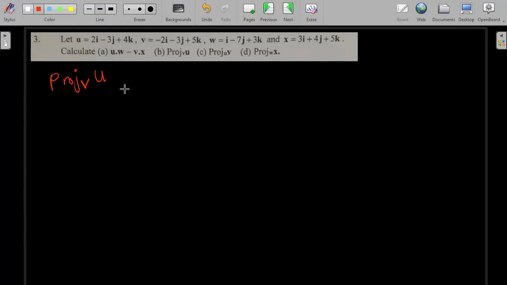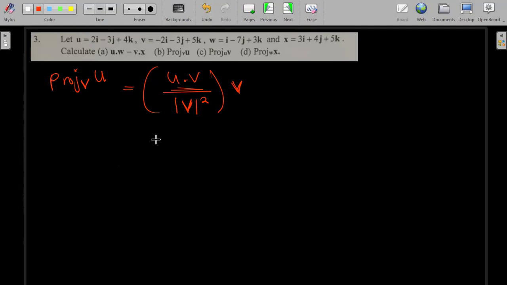Here this is given by the formula. First the dot product of U and V, then dividing by the magnitude of the vector I'm going along, which is V, squared. Then multiplying by the same vector I'm going along, which is V. So this here is the formula that I'm going to use.